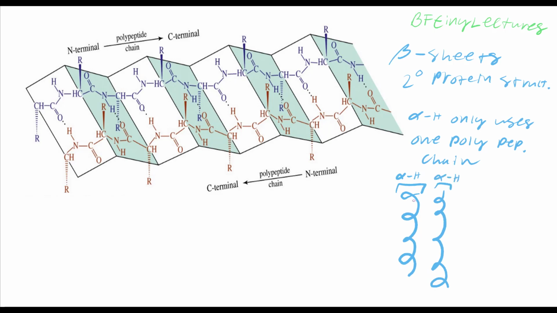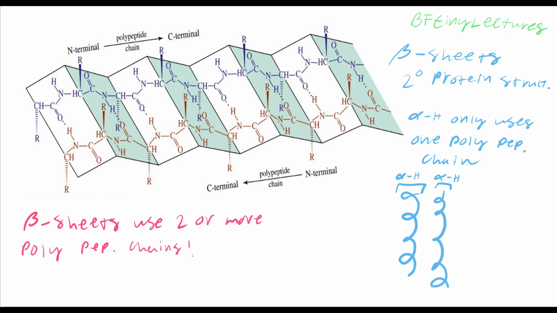But beta sheets are actually made from two or more polypeptide chains. If you were to combine a polypeptide chain with another polypeptide chain and link them together, they're going to form a beta sheet. So you could say that beta sheets use two or more polypeptide chains.